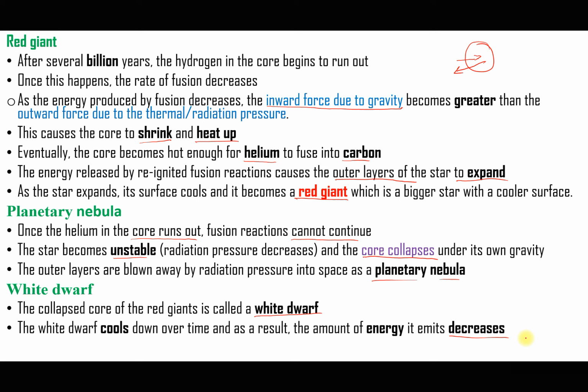And the white dwarf will also cool down because remember fusion has already stopped and the amount of energy the core is emitting has reduced. Finally, the white dwarf cools down over time, and as a result the amount of energy it emits also decreases because the core has already run out of fuel to produce its own energy. So of course after a white dwarf it may become a black dwarf as it completely runs out of energy.